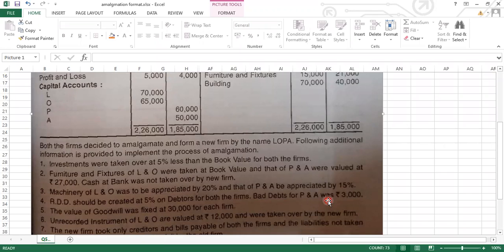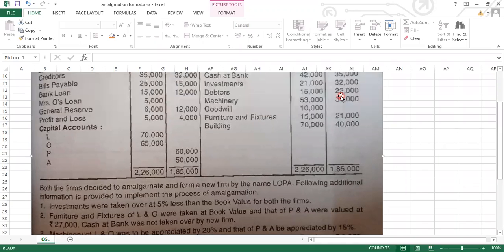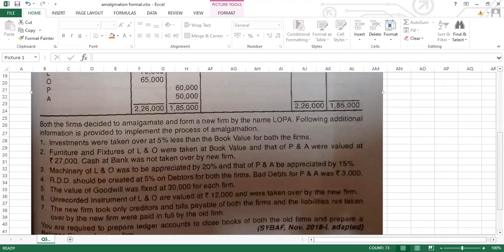So what you will do, जो भी debtors का amount है, from that first you will deduct the bad debts का amount. देखो, debtors का amount कितना है? 22,000. From 22,000 you subtract the bad debts first. तो 3,000 subtract हो जाएगा, so you will get 19,000. Now on 19,000 you charge the RDD. Okay, on 19,000 you will be charging the RDD.